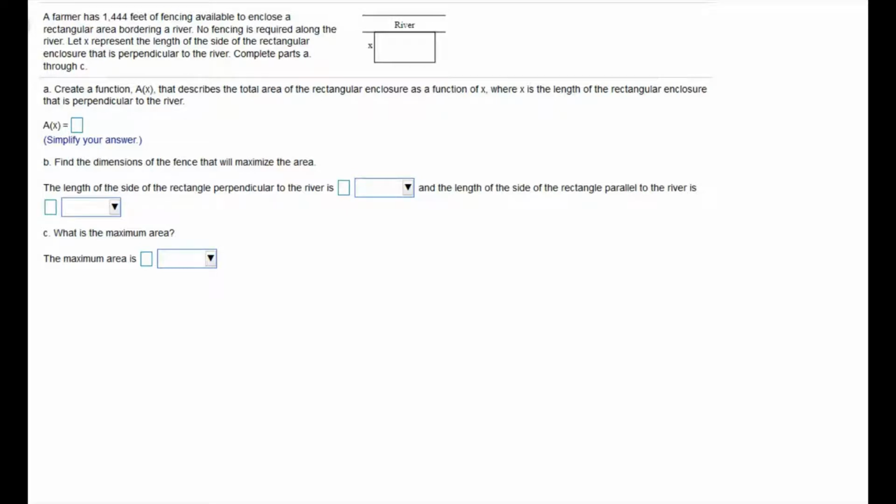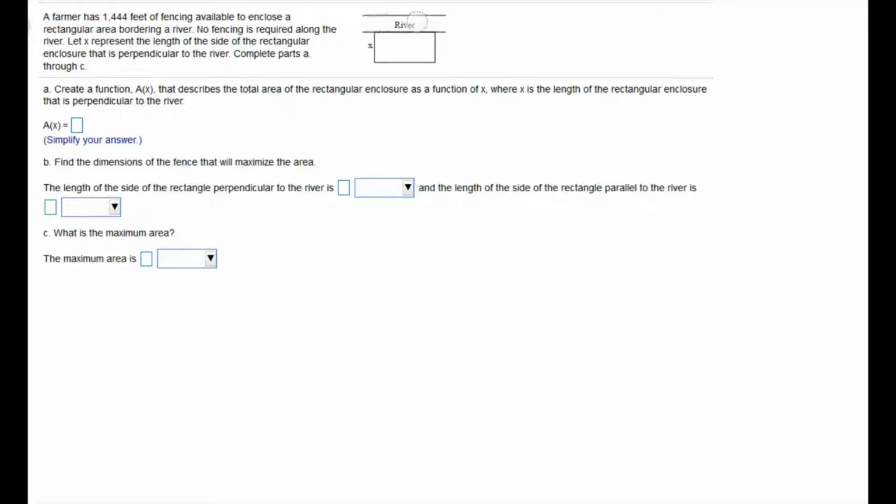Hi, this is Professor Sartor, and I'm wrapping up the final 10 questions on Practice Test 2, which covers Chapter 3 and 4. This question says a farmer has 1,444 feet of fencing available to enclose a rectangular area bordering a river. No fencing is required along the river. Let X represent the length of the side of the rectangular enclosure that is perpendicular to the river. Complete parts A through C.